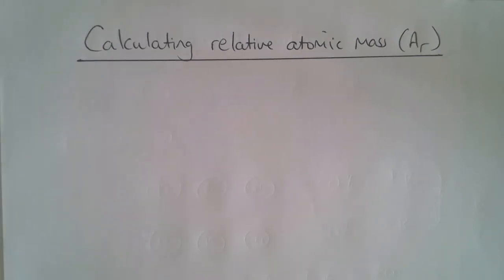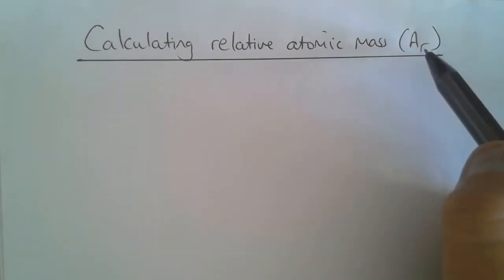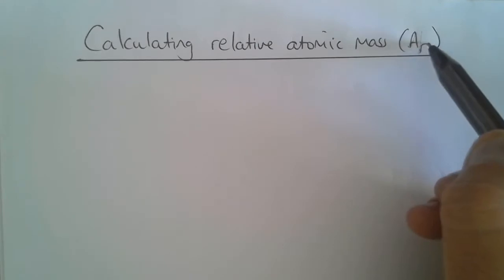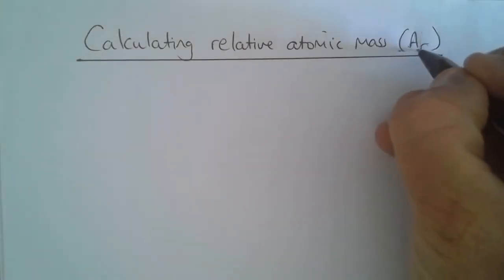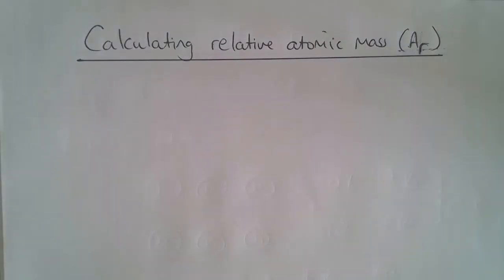Today, we're going to have a look at calculating the relative atomic mass of an element from its isotopes and the abundance of those isotopes. Both of those words will become clear in a moment. Just before we move on, a reminder that the symbol for relative atomic mass is a capital A, and a small lowercase subscript r. That r would be halfway between the line above and the line below.